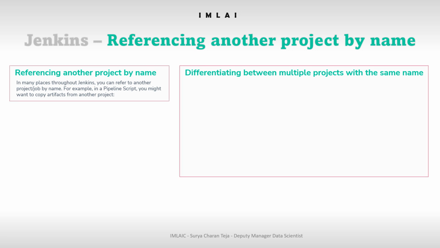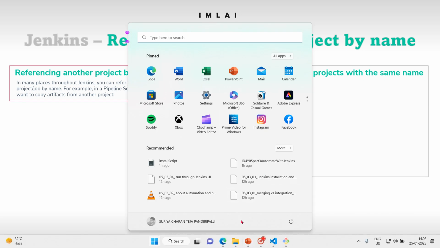Then, differentiating between multiple projects with the same name. If you are using the folders plugin, I'll show you that folders plugin. I thought I had shown you that. So if you are using the folders plugin and you have multiple projects with the same name that are in different folders, you can differentiate between them using a path similar to a Unix file system path. Let me get into that.